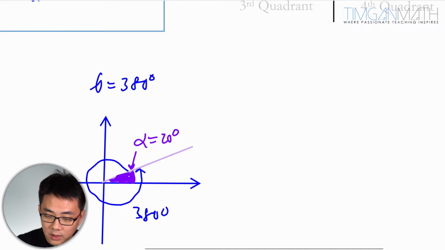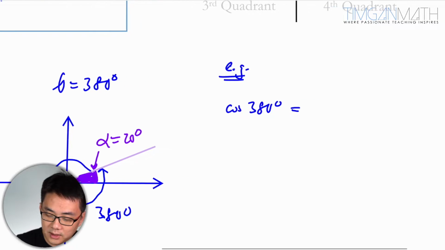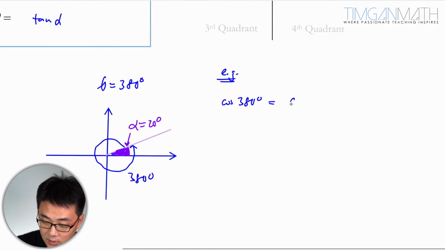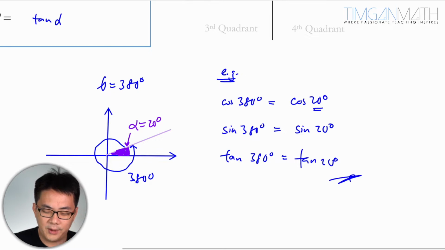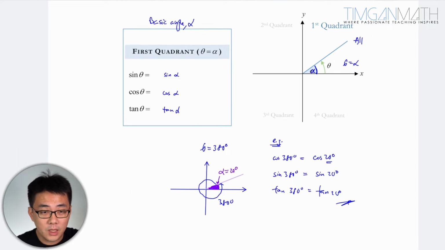So you can actually write down, for example, that cosine 380 degrees, this is the first quadrant, is the same as cosine 20 degrees, because this is actually just the alpha. Sine 380 degrees will also be sine 20 degrees, which is the basic angle, and tangent 380 degrees is as well tangent 20. Okay, so that's the reason why we have ASTC here. Just take note. I think the first quadrant is pretty okay because all are positive.